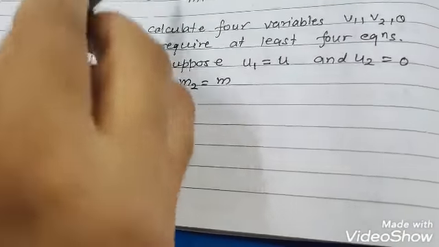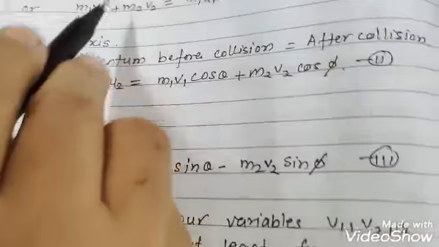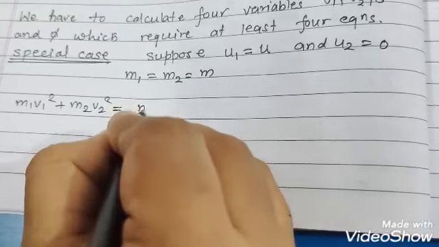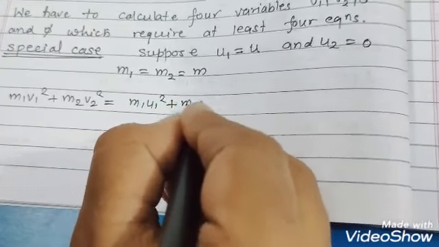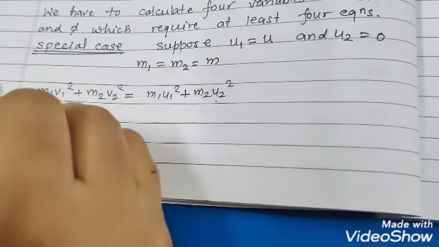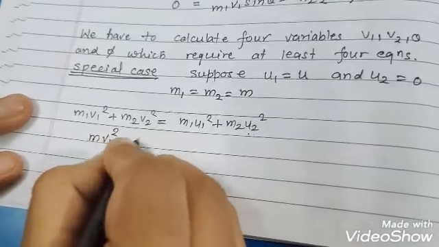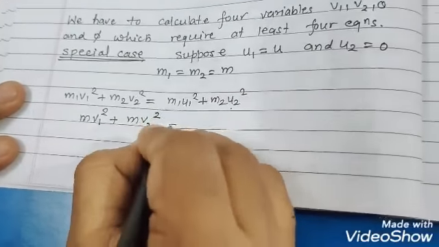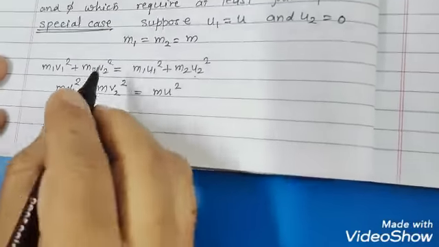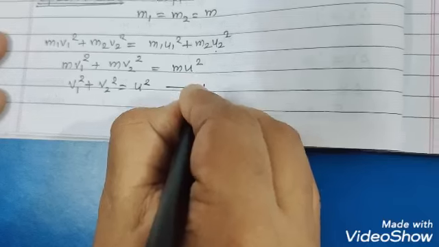So from the formula we calculated previously, equation 1, that is half m1 v1 square plus half m2 v2 square equal to half m1 u1 square plus half m2 u2 square, now we'll put the values. u2 will be equal to 0, and the masses are the same, so it is m v1 square plus m v2 square equal to m u square. This term will be 0 since u2 is 0. M we can take common and cancel out, so it becomes v1 square plus v2 square equal to u square. I am writing this as equation 4 here.